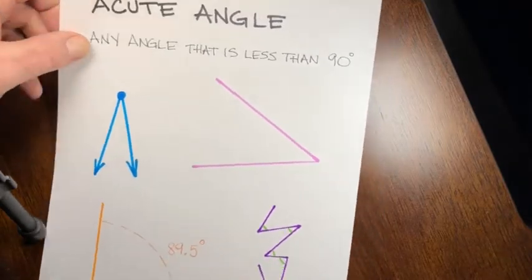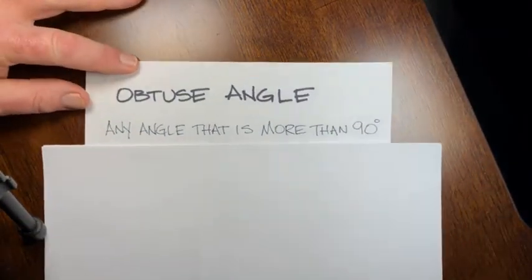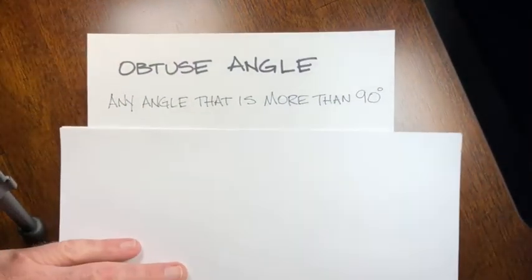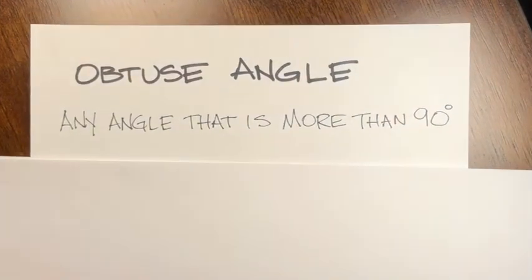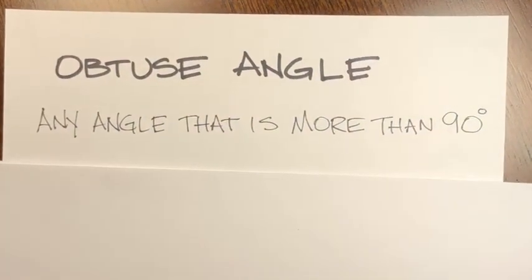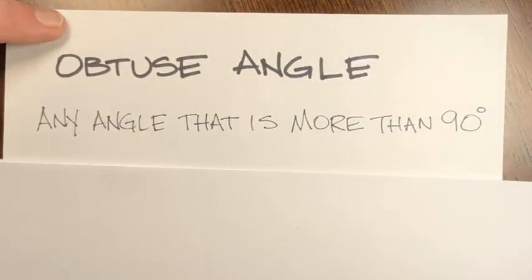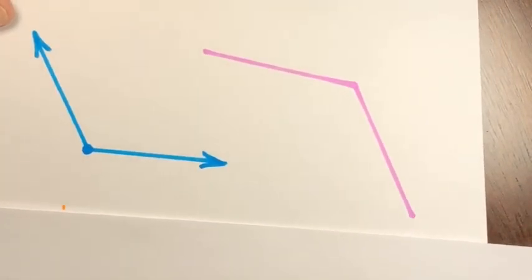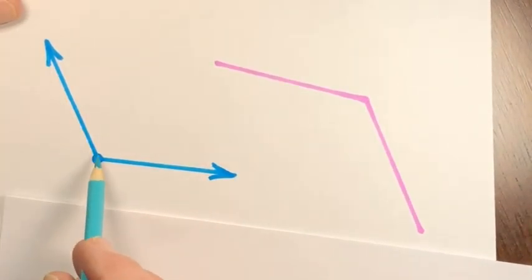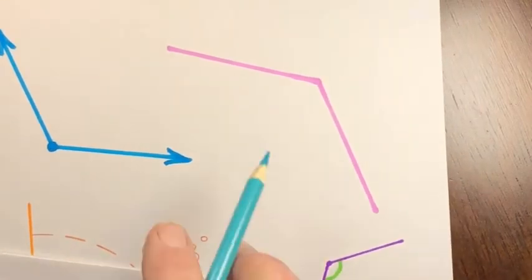Okay, so after that we have obtuse angles, and obtuse angles measure more than 90. So obtuse angles measure more than 90 degrees. Okay, so we have some examples of obtuse. Obtuse is greater than 90. It's more open.